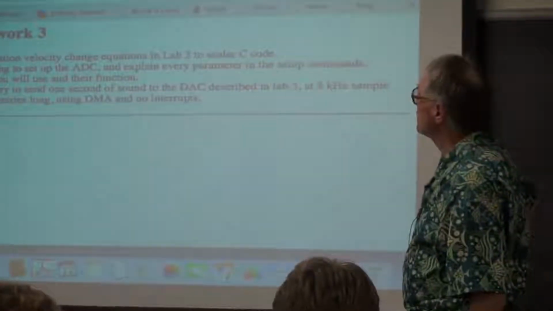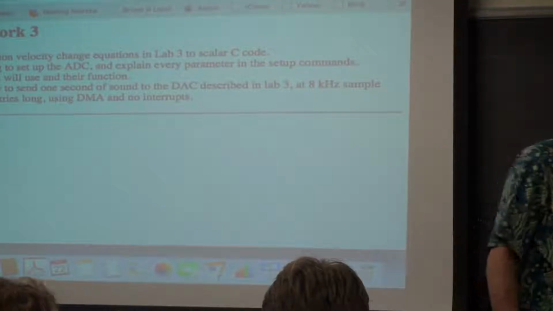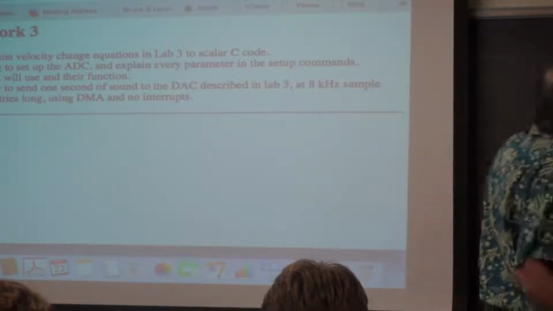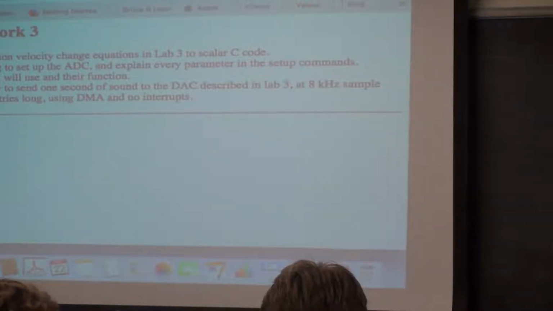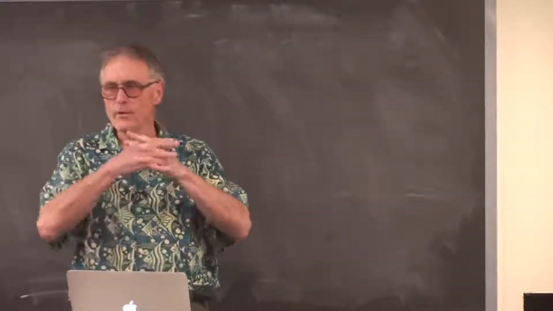Convert the vector notation velocity change equations in Lab 3 to scalar C code. I had some questions about that. One question was, are structs less efficient than arrays? What do you think?